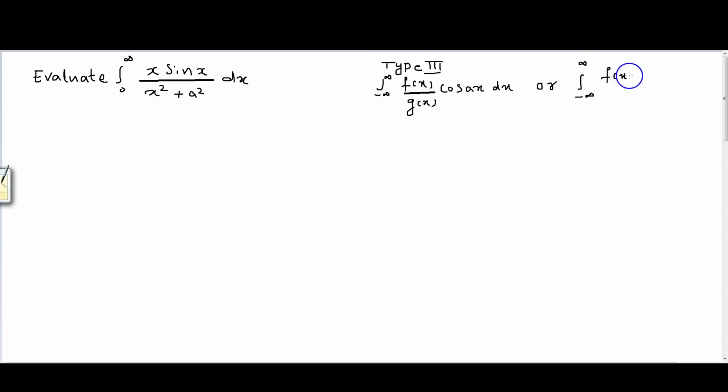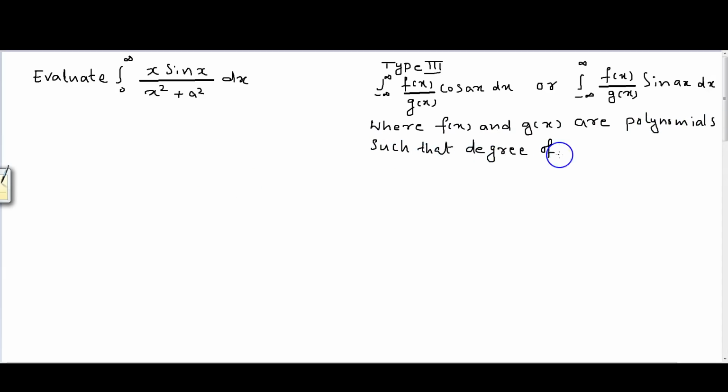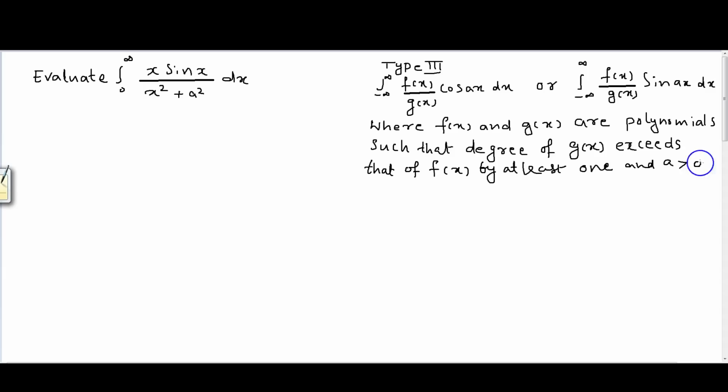If the integral is from minus infinity to infinity of f of x by g of x cos ax dx, or minus infinity to infinity of f of x by g of x sin ax dx, where f of x and g of x are polynomials such that the degree of g of x exceeds that of f of x by at least 1, then the question will be type 3.